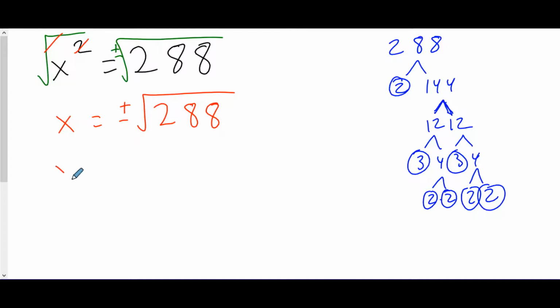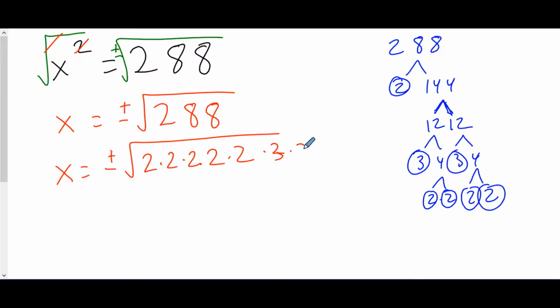So then I can write this as plus or minus the square root of, and I have 1, 2, 3, 4, 5 2's, and then 1, 2, 3's. So I can make one pair of 2s, one pair of 2s, and a pair of 3s. So that means that I'll have a 2 and a 2 and a 3 coming out. So 2 times 2 is 4, times 3 would be 12.